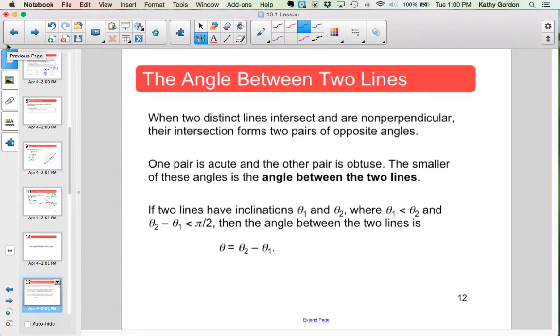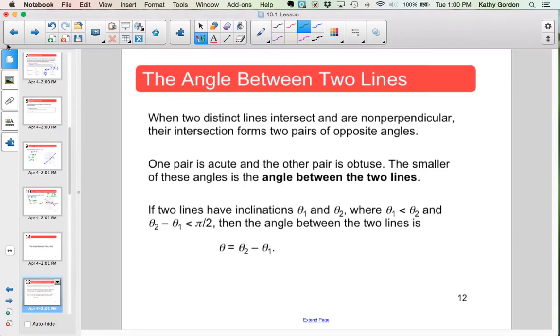So when two lines cross, intersect each other, as long as they're not perpendicular to each other, you are going to get two pairs of congruent angles, right? The vertical angles across from each other. One pair is going to be acute, and one pair is going to be obtuse. Because again, we're stating that this is for non-perpendicular lines. If they're perpendicular, they're all 90.